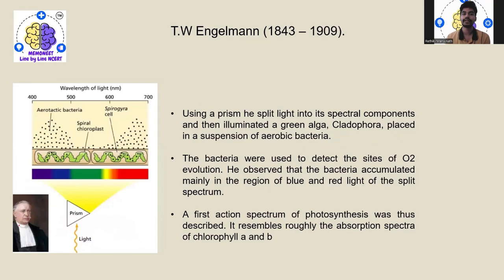Then T.W. Engelmann also performed an experiment using a prism. He used a prism to split the light into spectral components and then illuminated a green alga. Okay. And later he placed it in a suspension of aerobic bacteria.